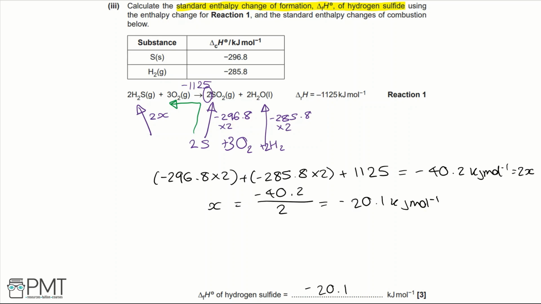Your second mark is from correctly working out 2x, so writing that this equals minus 40.2 kilojoules per mole. And then your third mark comes from working out x on its own, or the standard enthalpy change of formation of hydrogen sulfide on its own, and that would be minus 20.1 kilojoules per mole. Gets you your third mark.